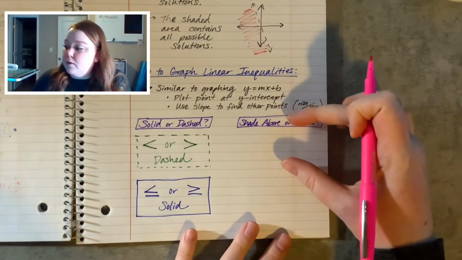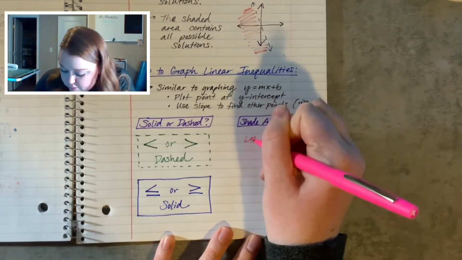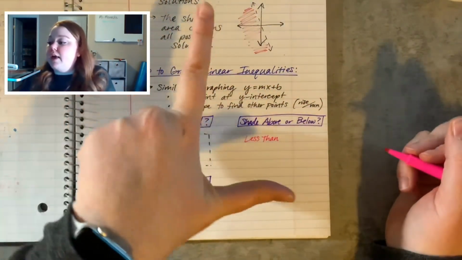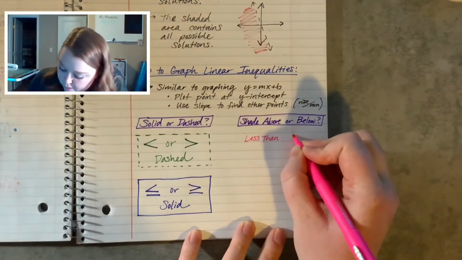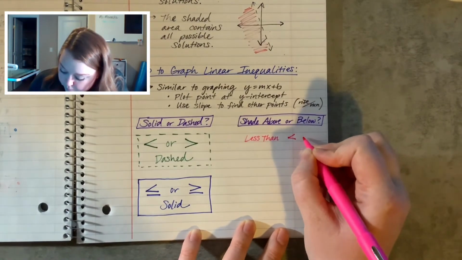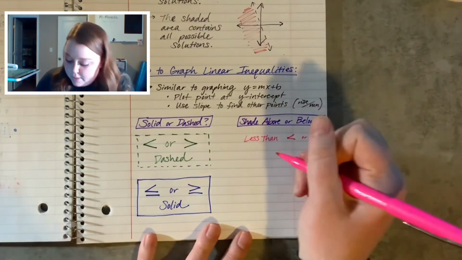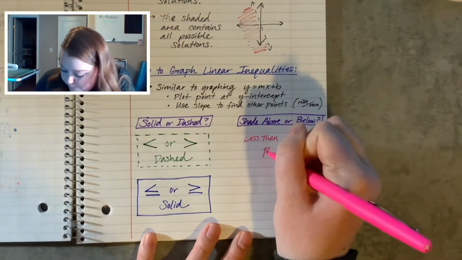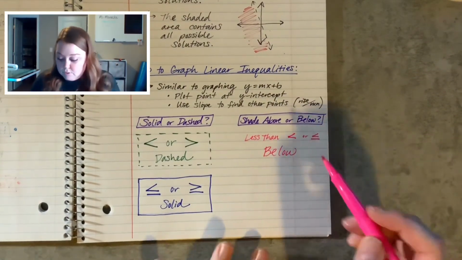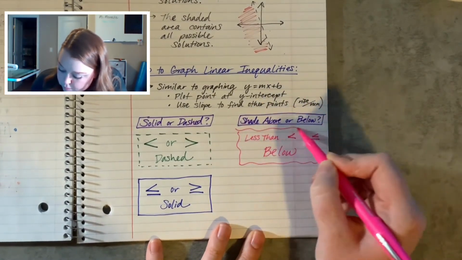Then let's talk about whether you shade above or shade below. If you have a less than symbol, and remember my trick with less than is it makes the letter L, but it's just tilted. So if you have this less than symbol, or less than or equal, any less than symbol is going to be shaded below. Because it's less than, you shade downwards. I'm just going to do a squiggly box around there.